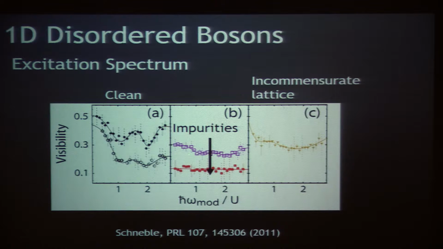And then they compared what happened when they added impurities, cranking up the amount of impurities, and added an incommensurate lattice. And these are somehow at equal measures of disorder. And you can see in both cases, this nice Mott gap is disrupted by the disorder and smeared out. Okay, so that's one measurement of what happens there.